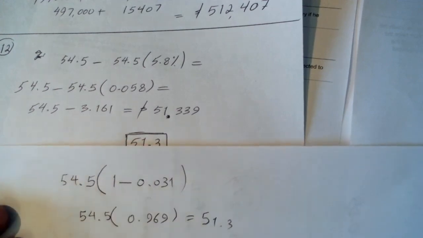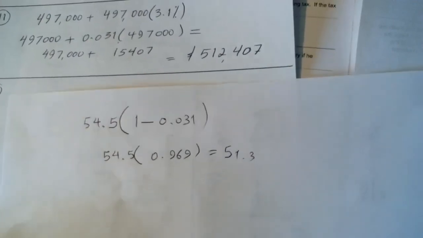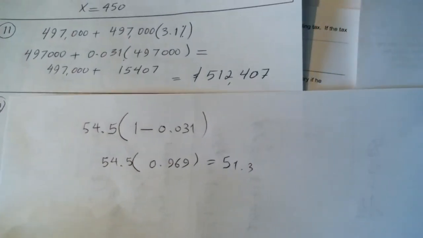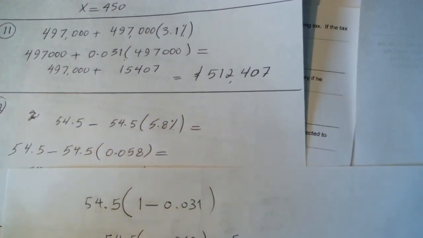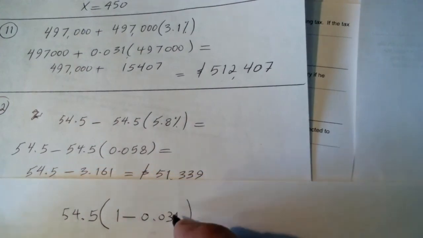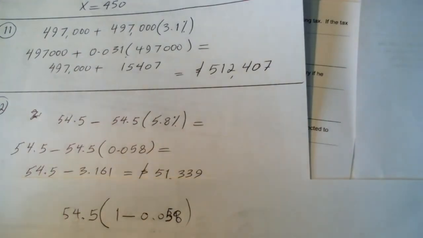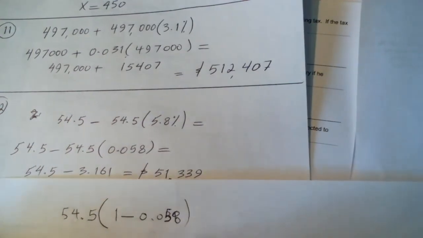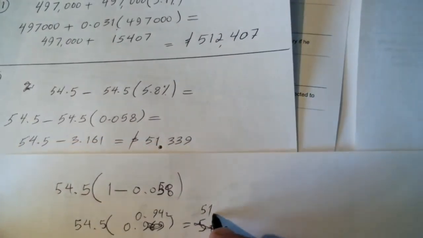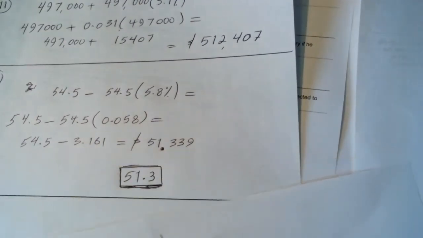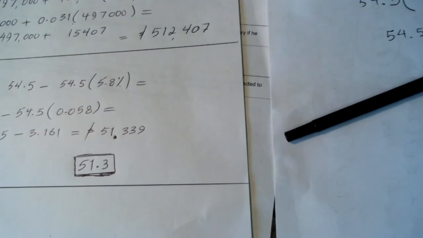Which one am I doing? Oh, sorry. Here is for this one, right? Okay. Sorry about that. This is 0.058, I'm sorry. 1 minus 0.058 is 0.942, and that should give you 51.3. Sorry about that. Okay? All right, so that would be the end of section 2.2.